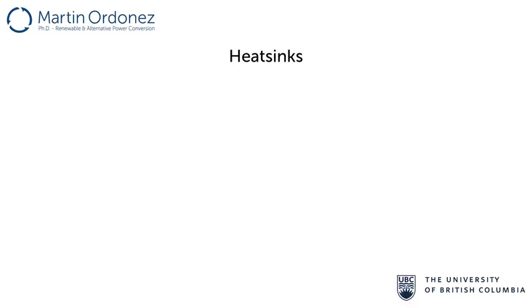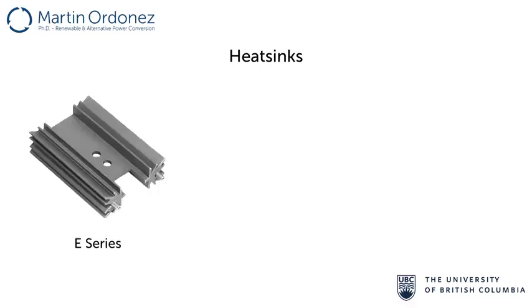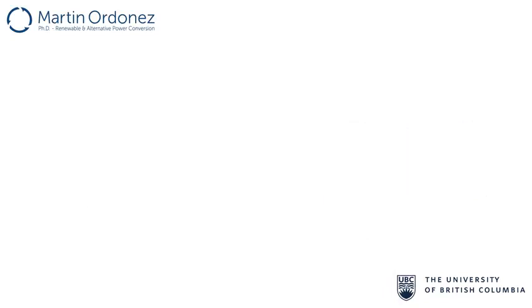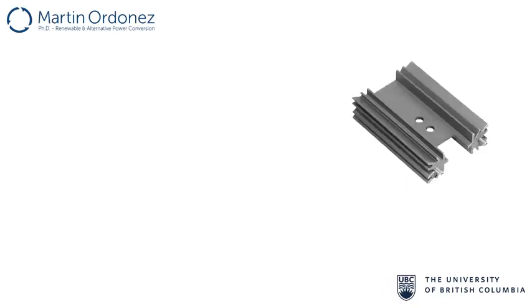There are 3 different types of heatsinks. Heatsinks should be selected based on the temperature management and limitation of each component. Usually, E-series and W-series heatsinks are used for power electronics switches. Okay, let's select the E-series with 51 mm height for our example.